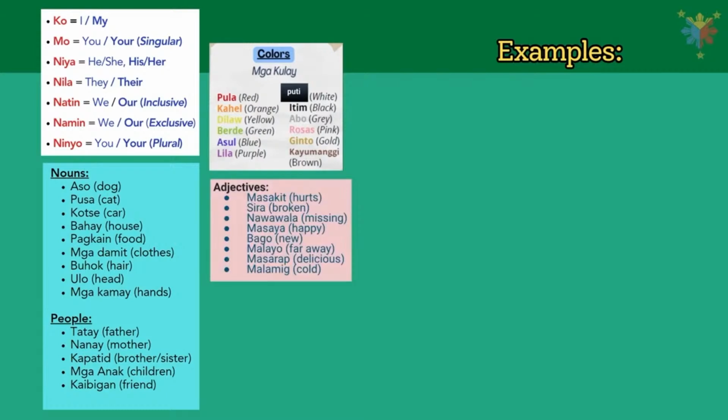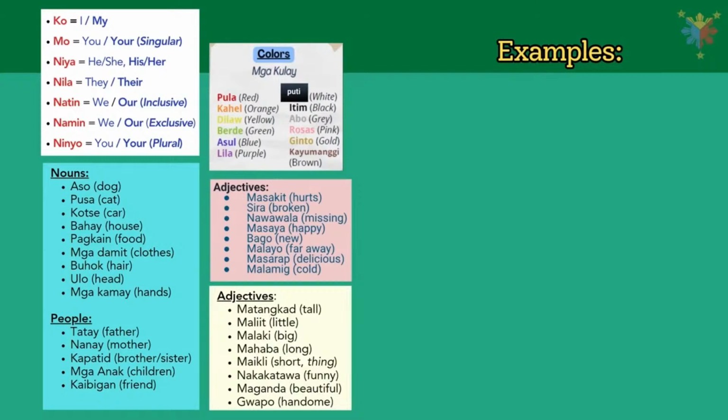And some more adjectives: masakit, hurts, sira, broken, nawawala, missing, masaya, happy, bago, new, malayo, far away, masarap, delicious, malamig, cold. And lastly, let's finish off with some more adjectives: matangkad, tall, maliit, little, malaki, big, mahaba, long, maikli, short, nakakatawa, funny, maganda, beautiful, guapo, handsome.